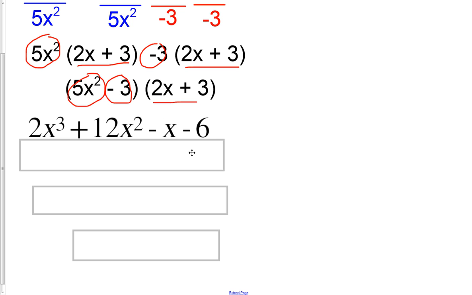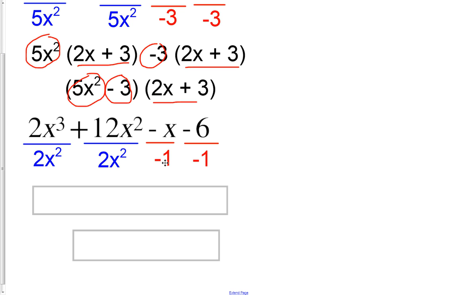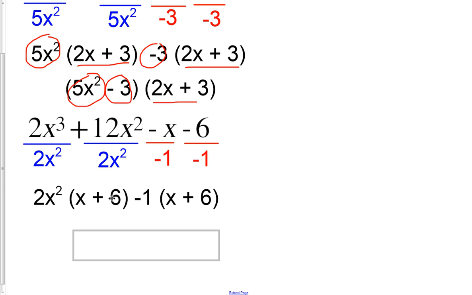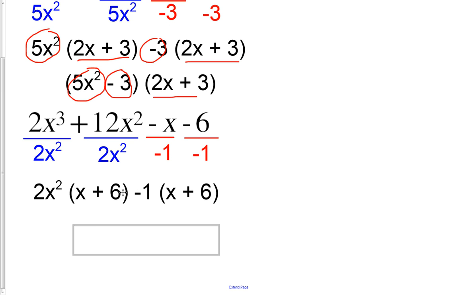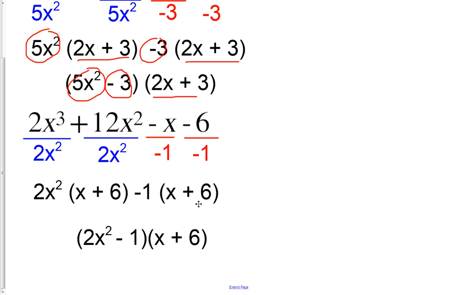So what do we need to take out to get x plus 6? They're both negative, so we're just taking out a minus 1. So 2x squared on the left, minus 1 on the right, and then we're left over with x plus 1. Sorry, x plus 6, pardon me. I messed up my math there. Yeah, x is coming out here, and this becomes 6. Yep, 12 divided by 2 is 6. And then 2x squared minus 1, this was this piece. And then they're grouping. 2x squared minus 1 is going to be in one parenthesis. X plus 6 is in the other.